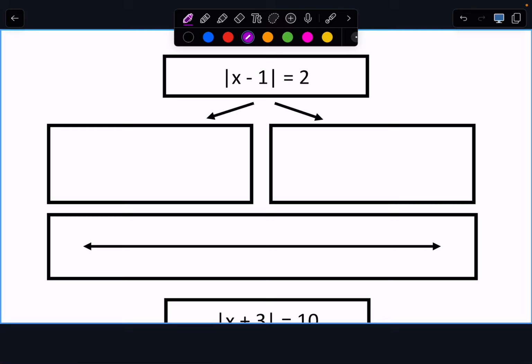Now, here we get a little bit more exciting. We have the absolute value of x minus 1 equals 2. Since our absolute value equals 2, then what's inside could equal 2, or it could equal negative 2. What is inside the absolute value? X minus 1.